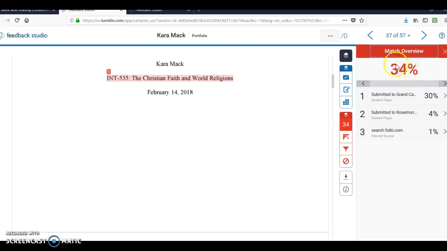Yours is at 34%. The threshold for this is 20. What that indicates is that no more than 20% of your document should come from outside sources. So your argument should be your words, original thinking. It's okay to quote some, but if you quote too much, then it lets the source begin to make the argument for you.